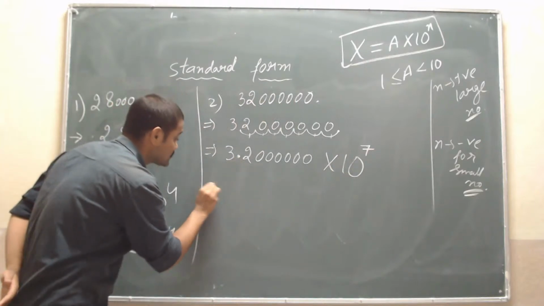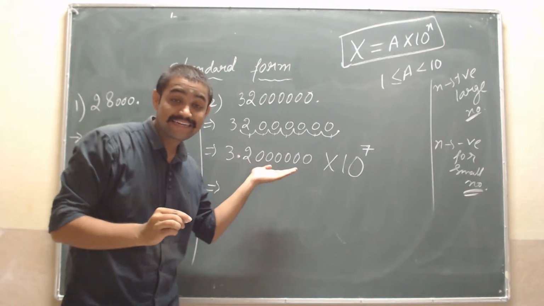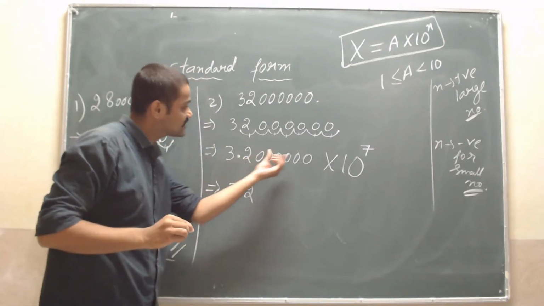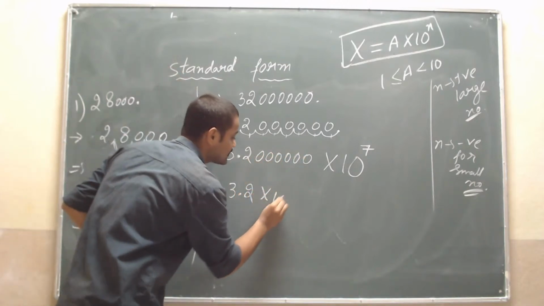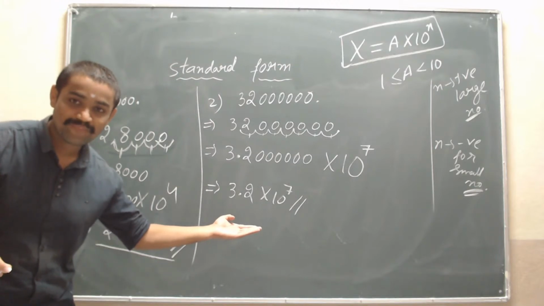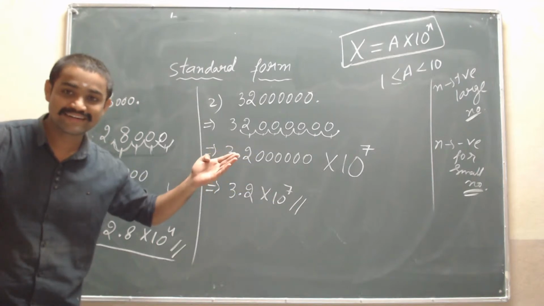This is not the answer. So what we have to do? We have to neglect the zeros here. What does it become? 3.2. Neglect all these zeros and write directly 10 to the power of 7. And this is the answer, students. Isn't it? 3.2 into 10 to the power of 7.